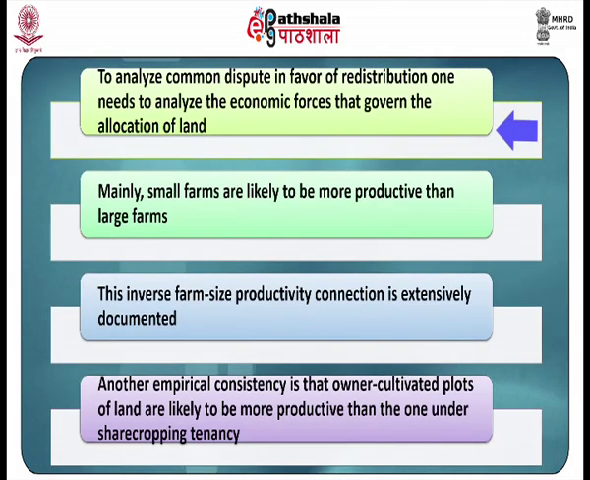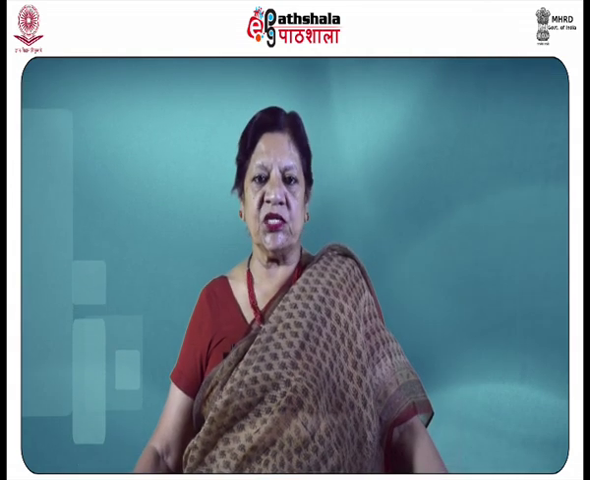To analyze the common argument in favor of redistribution, not essentially redistribution in kind, that is land, one needs to analyze the economic forces that govern the allocation of land. We begin with two empirical regularities. Mainly, small farms are likely to be more productive than large farms. This inverse farm size productivity connection is extensively documented by Banerjee in 1999. Another empirical regularity is that owner-cultivated plots of land are likely to be more productive than those under sharecropping tenancy, according to Shaban's analysis in 1987.